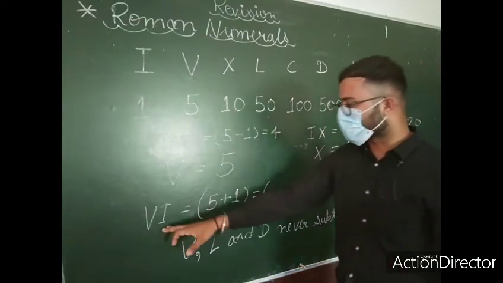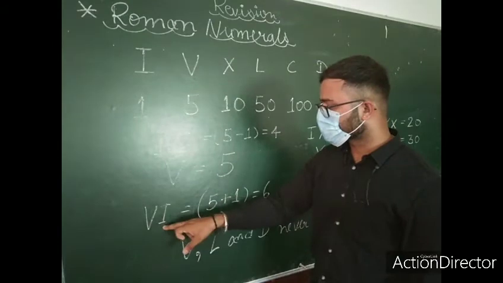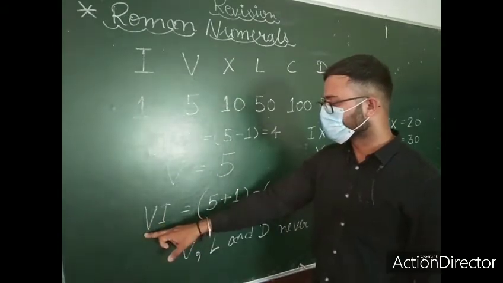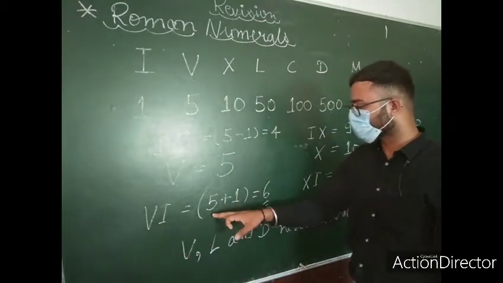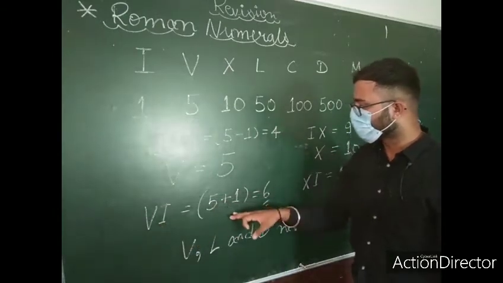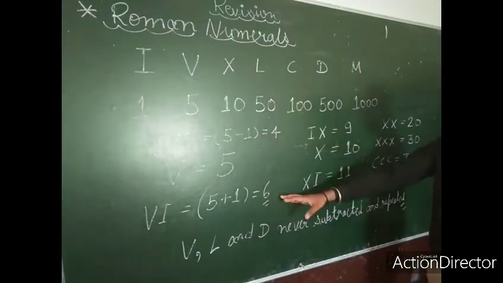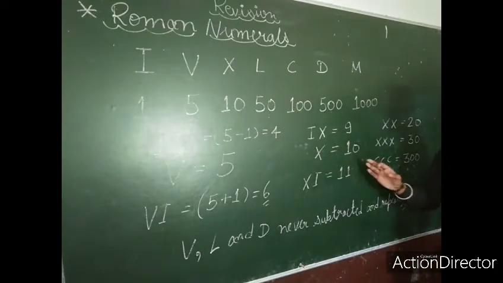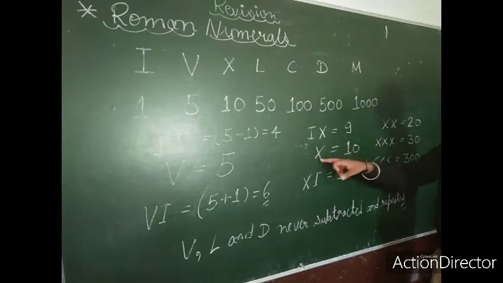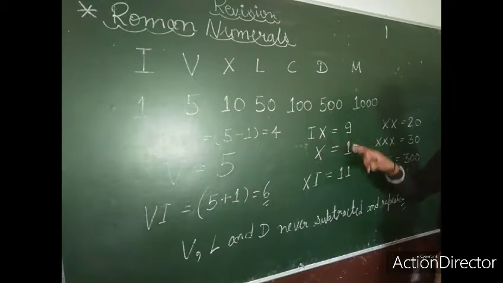Now if we write VI, here the smaller symbol is added to the greater symbol, V plus I. What is the value of V? 5. And what is the value of I? 1. So 5 plus 1 equal to 6. Here we use the same method to write 9 and 11, right? If we write IX, because the value of X equal to 10, so 10 minus 1 equal to 9. And if we write XI, here 10 plus 1 equal to 11.